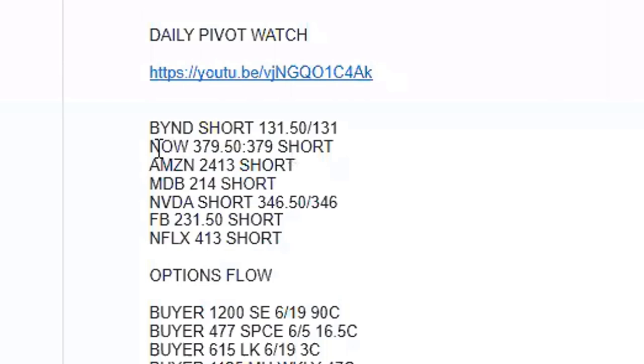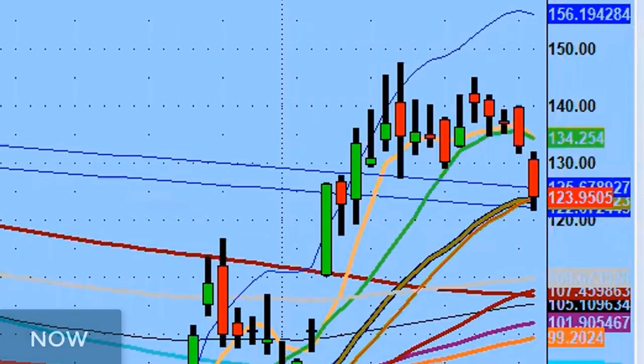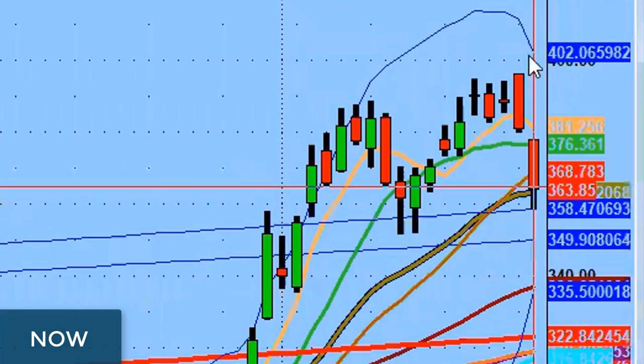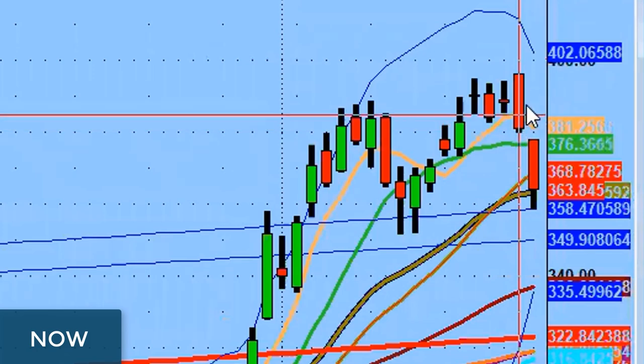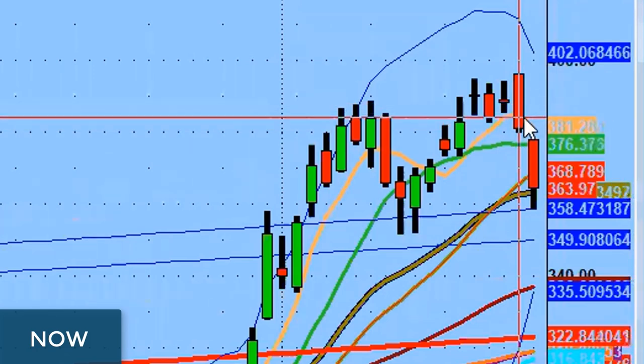So for example, NOW, 379.50, 379 short. So this was NOW from last night. It closed below the 5-day moving average, okay? And so 379.63 was yesterday's low.